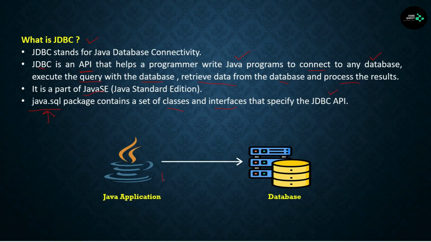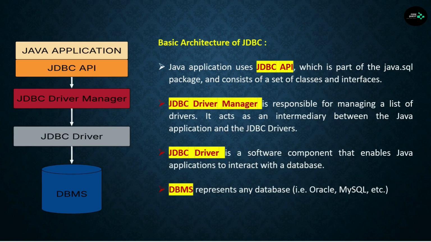So through a Java application, when we want to talk to a database so that we can execute certain queries, we can process certain data, we can retrieve certain results through the Java application, then we require JDBC. The basic architecture of JDBC has these different portions, like this is the Java application which is going to use the JDBC API, which will be holding the set of classes and interfaces.